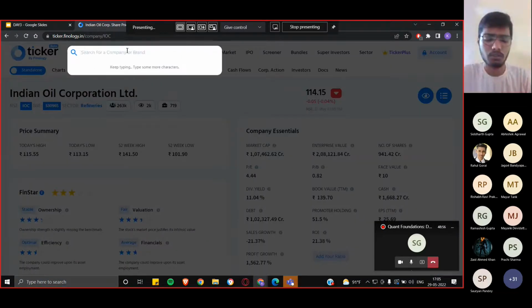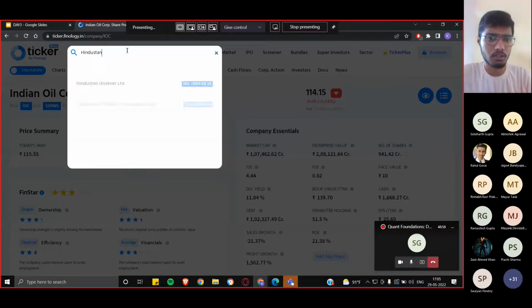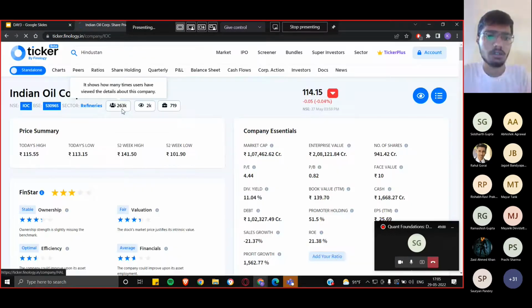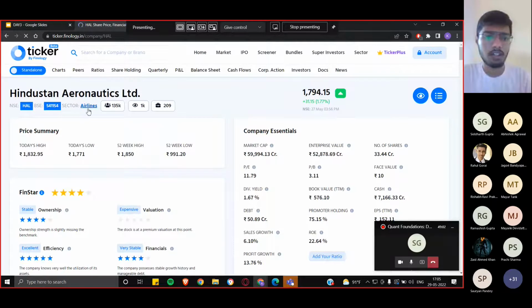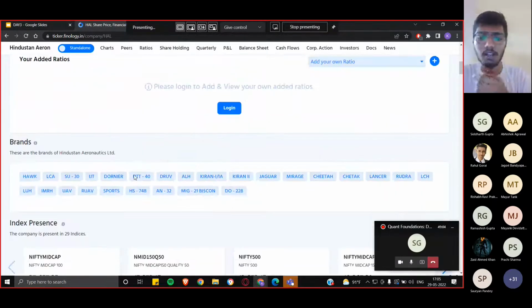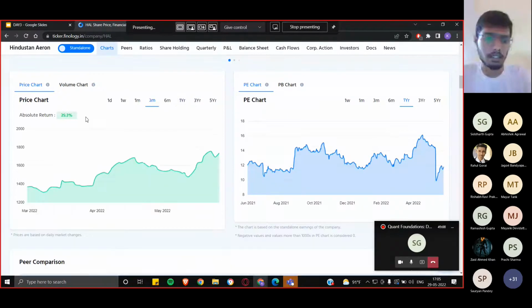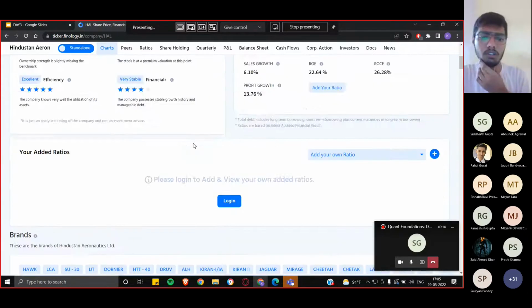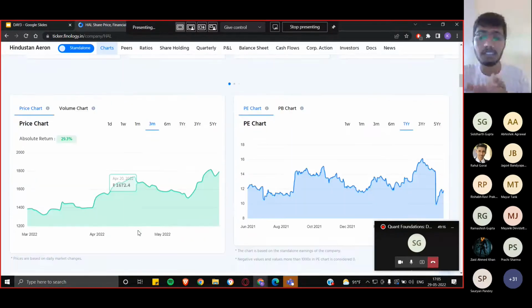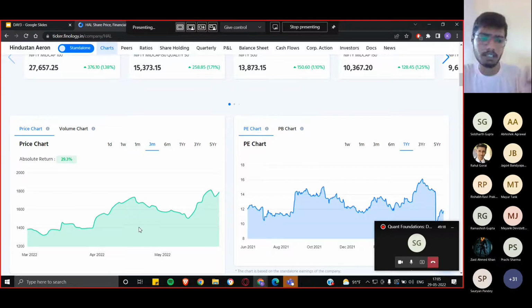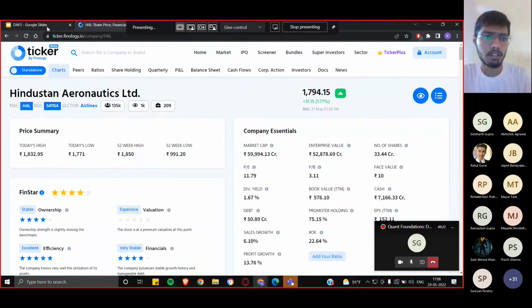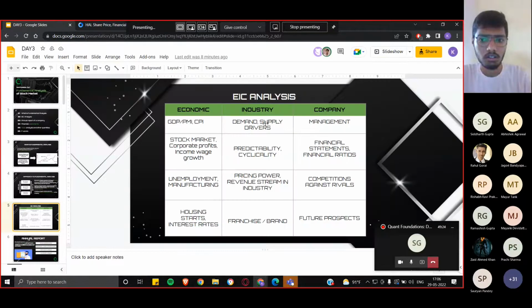At the same time, you can talk about aerospace. So which one is that? Hindustan Aeronautics, I guess. It's not airlines, it's the aerospace and defense sector. So at that time there was a hike in this. You can see there is a 29.3% return, because they supposed there is high demand in this sector. That's why it hiked up. Okay.